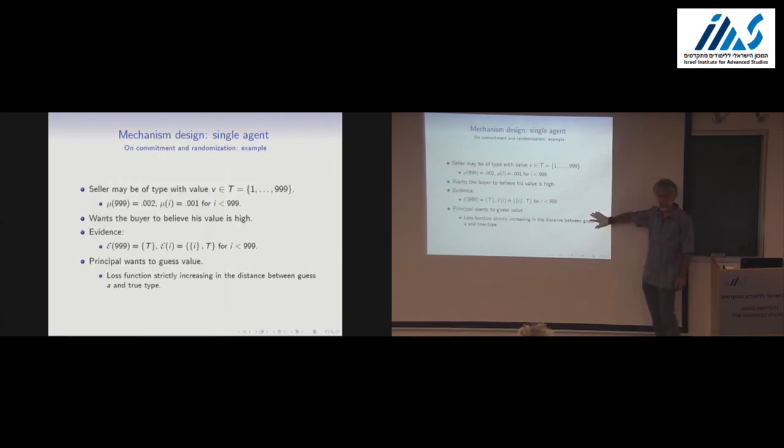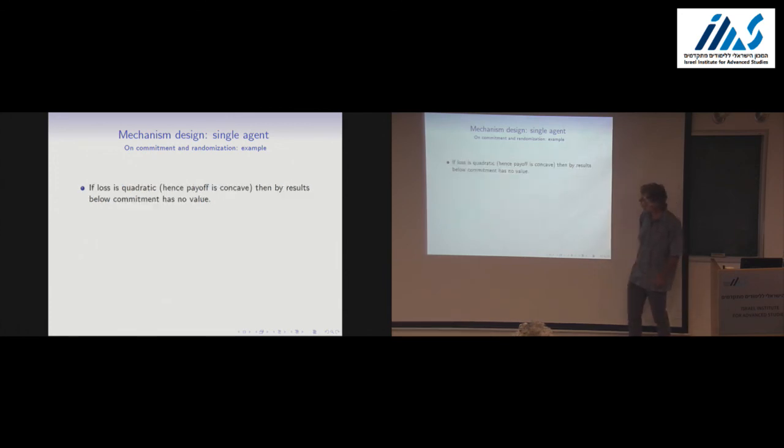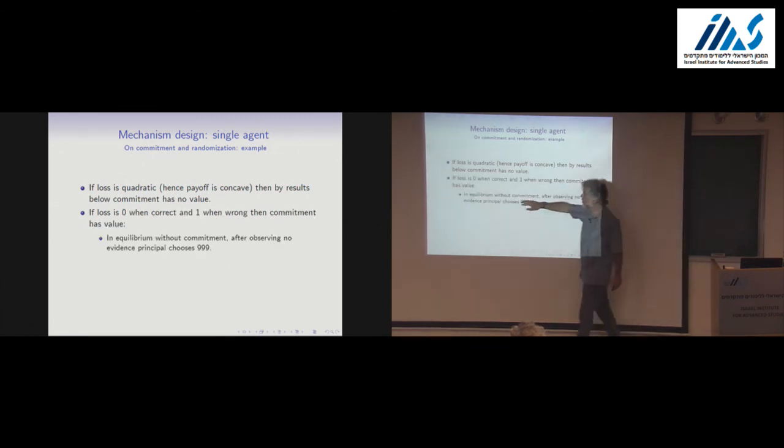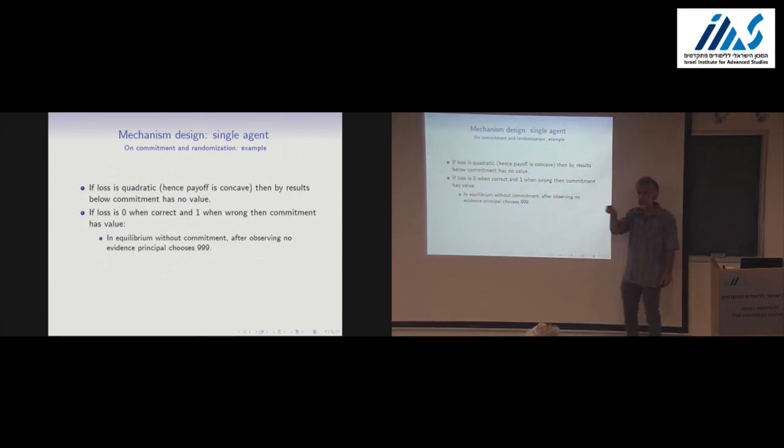Now I want to talk about two different situations. In one, the loss function is quadratic, and in the other, the payoff is -1 if you're wrong, 0 if you're right. Let's consider first the quadratic loss case. By results I'm going to give you in a minute, the commitment has no value. But if the loss is 0 when you're right and you get a payoff of -1 when you're wrong, so you lose unless you get it exactly right, then commitment has value. The example is meant to show you the subtlety of the question: when does commitment have value or not? It's basically the same environment, but the specification of the loss function is going to determine whether or not commitment has value.